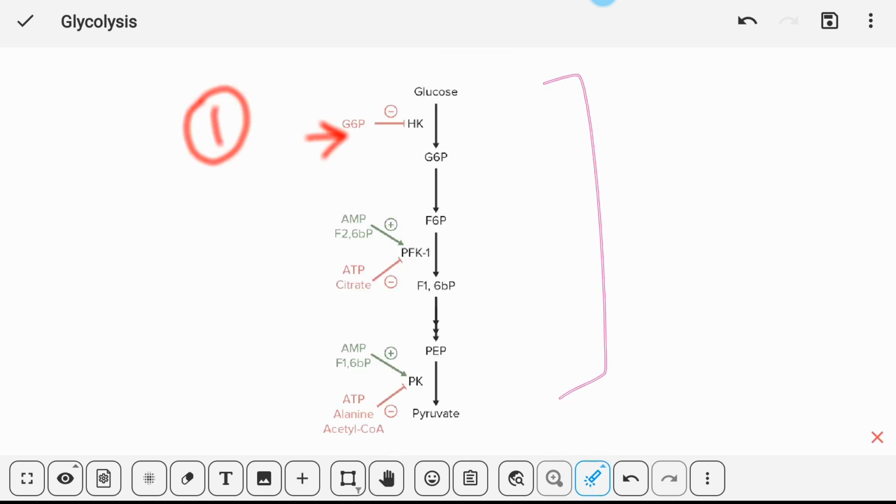Here is a summary of the regulated steps. This is the first one, this is the second one, and this is the third one. We are first of all going to look at the first regulated step carried out by the hexokinase or the glucokinase enzyme. They are actually the same thing, just different isomers. So glucose is converted into glucose 6-phosphate, and this is the first regulated step.